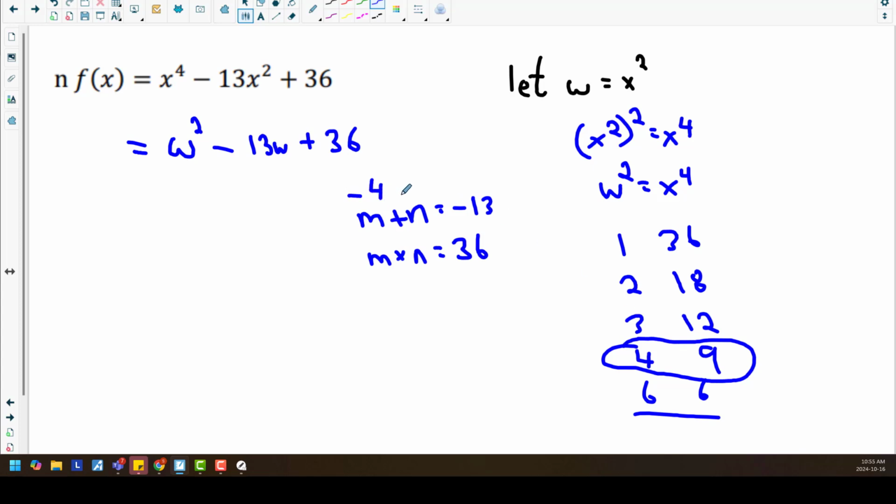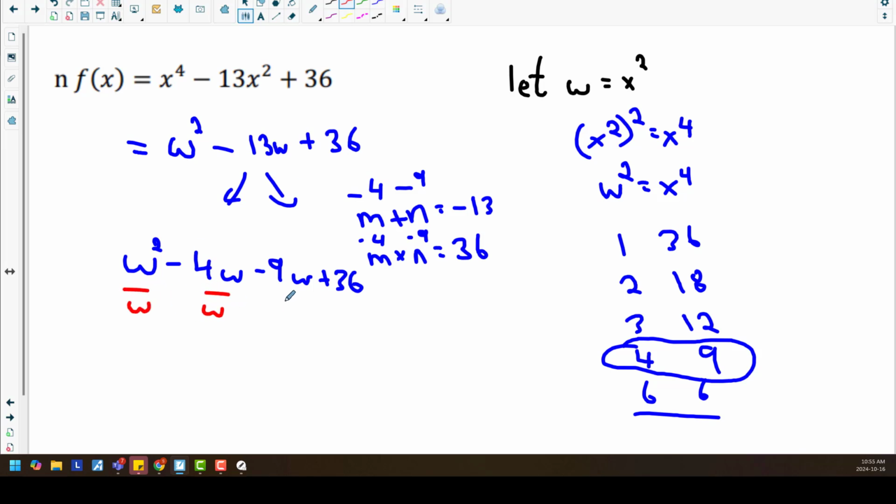So negative 4 and negative 9, when added together, give me negative 13, and negative 4 and negative 9 when multiplied together give me positive 36. So we can split the middle term now, and this is now a grade 10 problem. Common factor between the first 2, common factor between the last 2. We always try to factor out the negative term from the first term of the second group.